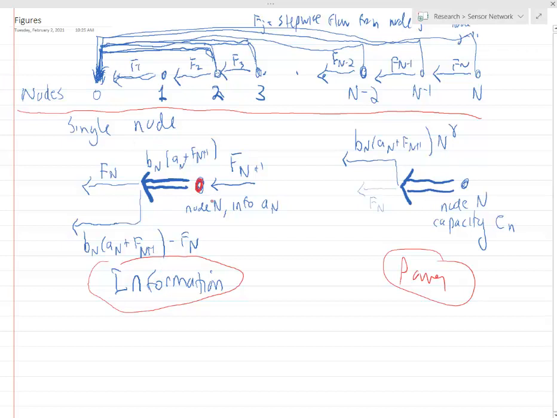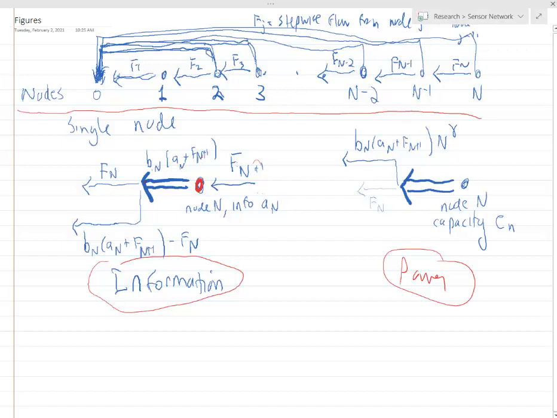For node n, I have information in, which is Fn plus 1. I have the information at node n, which is An. And then I have the information that's going out, which is Bn times An plus Fn plus 1, because the information here is Fn plus 1 and An, but then we have compression. All right, so the information out is Bn times An plus Fn plus 1.